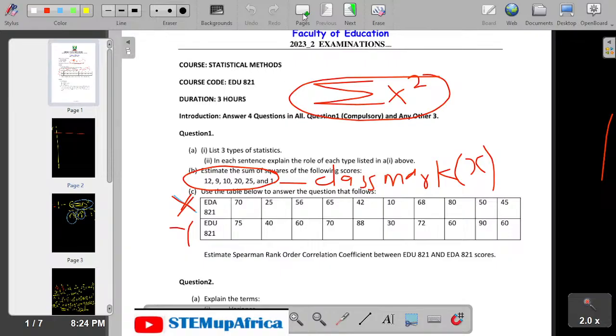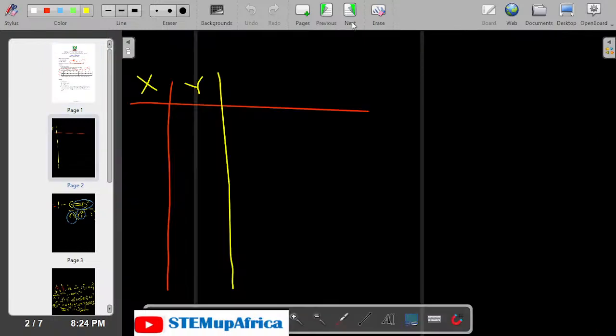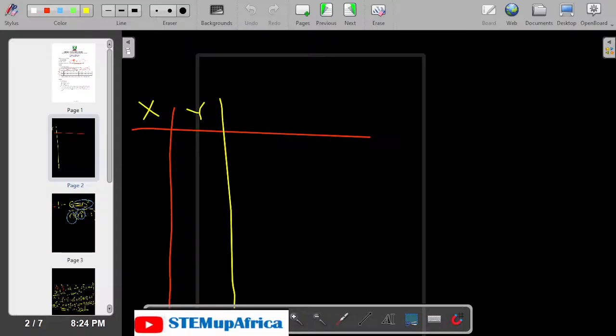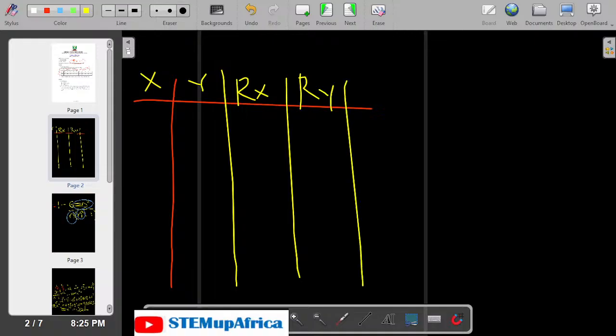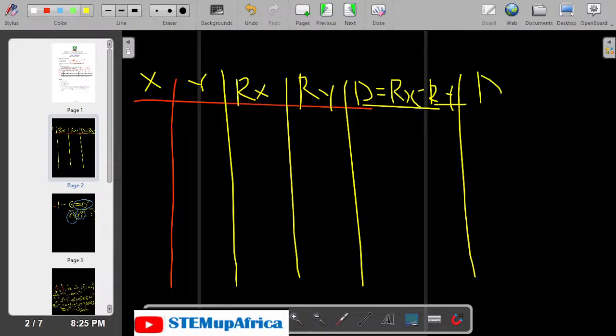So let's go. So for the x, you rank it, you call it rank X. So I will call here rank X. I will call here rank Y. So this is now the D. Your D is the difference between the rank of X and the rank of Y. You call it difference. Then you now have your D square.